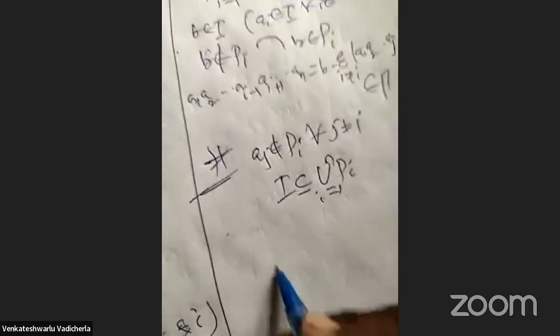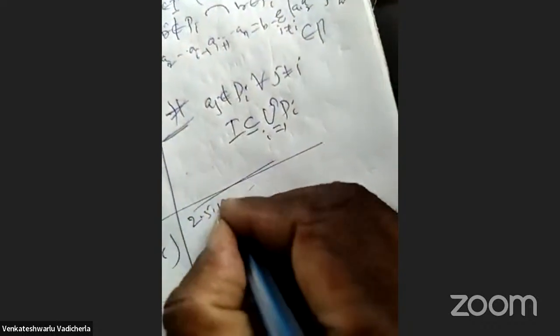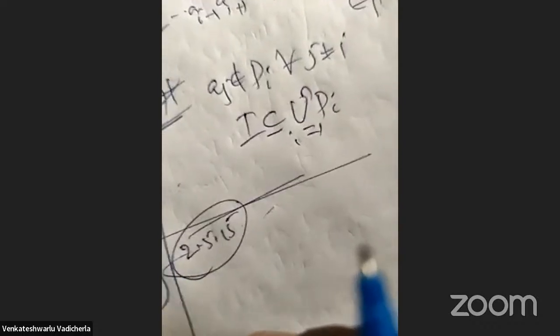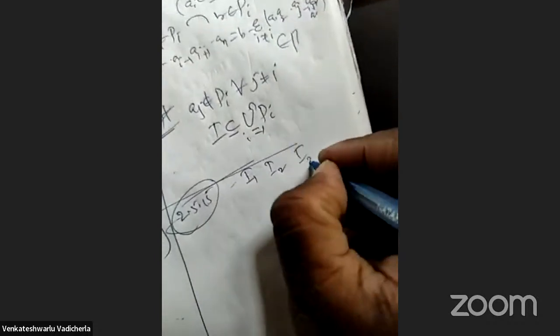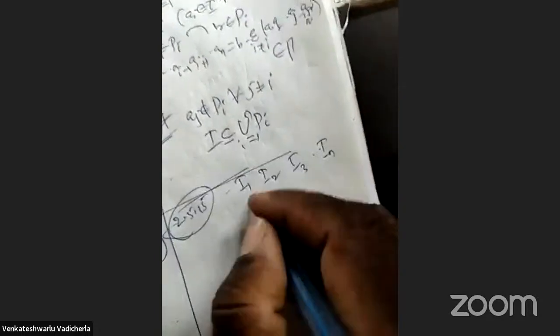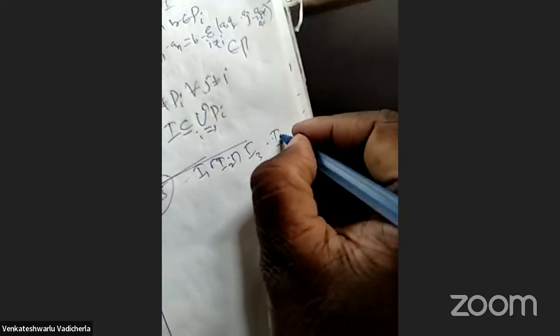Now again, this is theorem 2.5.15. The arbitrary intersection of ideals: I1, I2, I3, up to In are ideals of R. So I1 intersection I2 intersection I3 up to intersection In.